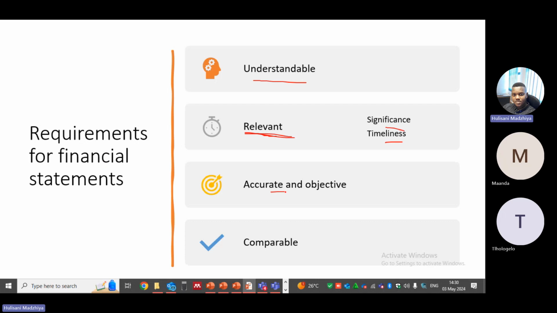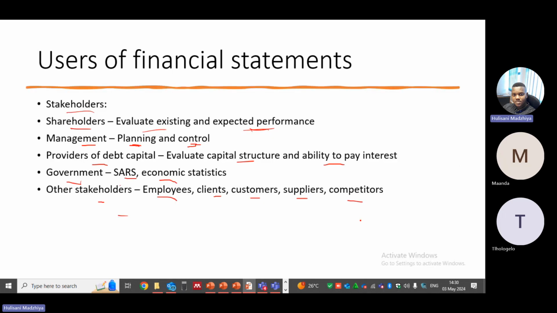Also, financial statements need to be accurate and objective. They need to have a purpose, to say that this is what we actually managed to achieve this year, so they need to be accurate in terms of financial figures. And there is also a standard that gets used, so all financial statements need to be comparable. According to the International Financial Reporting Standards, known as IFRS, it determines the format in which all financial statements need to be presented. So those are the requirements for financial statements, and these are the users of financial statements.